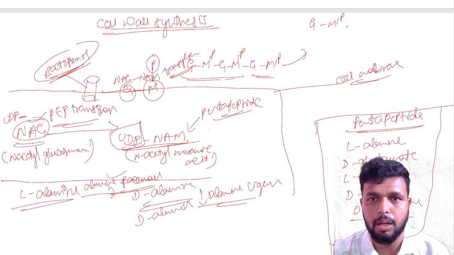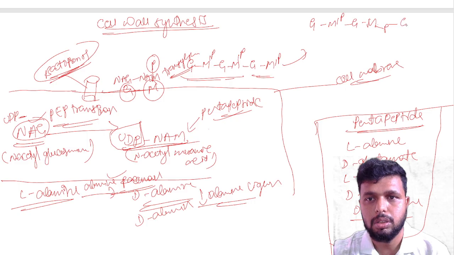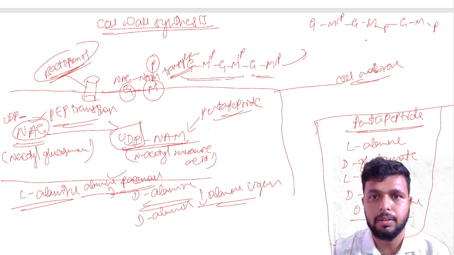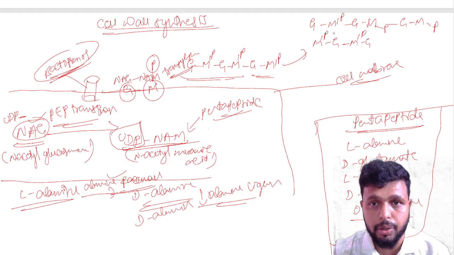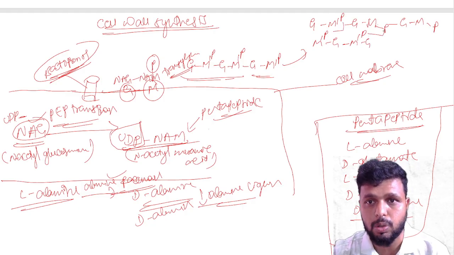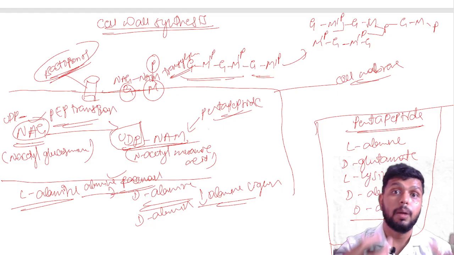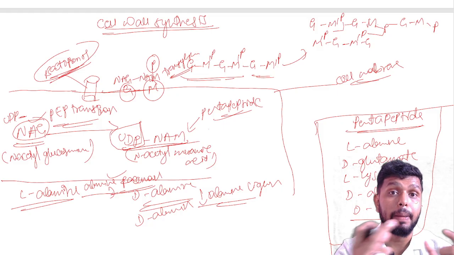Muramic acid pentapeptide, NAG, NAM pentapeptide. So like that, pentapeptide. So here there is a combination. Like this, cross-linking takes place between two pentapeptide chain molecules.